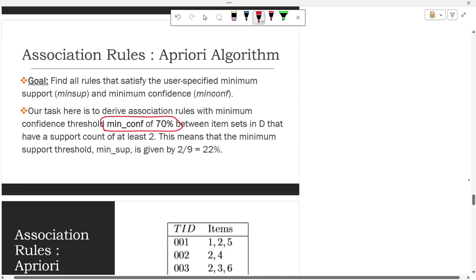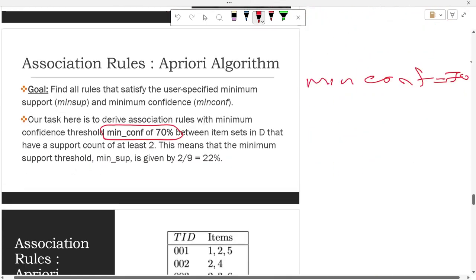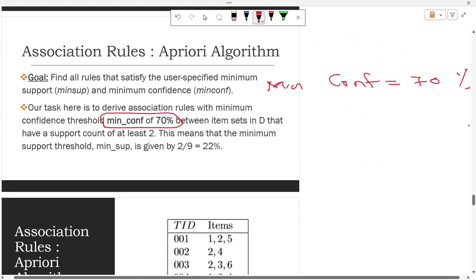Similarly, they are telling you about the itemsets in D that have the support count. Here the minimum confidence is 70%. I already told you they are giving you two parameters. The second parameter is the support count, the support threshold value.